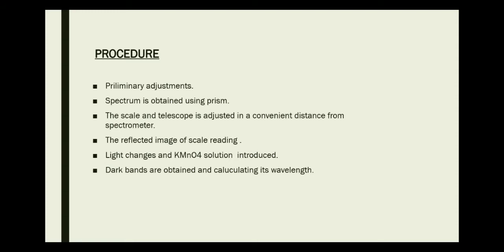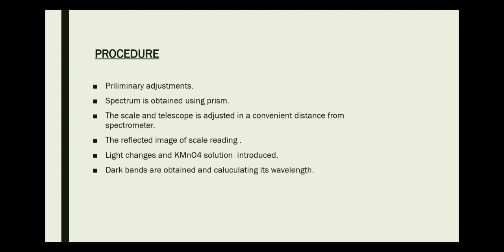Then the telescope is adjusted to the minimum deviation position and its crosswire is made to coincide with a given line of the mercury spectrum. The scale and telescope are adjusted at a convenient distance from the spectrometer. The reflected image of the scale from the plane mirror fixed to the telescope is obtained and the reading is taken. This is repeated for three standard lines of the mercury spectrum with wavelengths lambda 1, lambda 2 and lambda 3. The corresponding scale readings are noted as S1, S2 and S3.